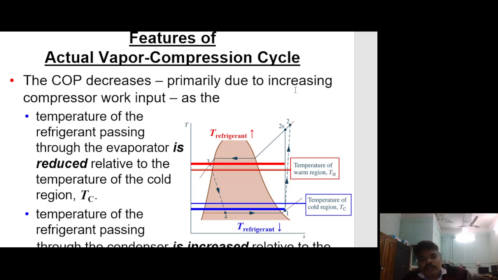Feature of actual vapor compression cycle: the COP decreases primarily due to increasing compressor work input as the temperature of refrigerant passing through the evaporator is reduced relative to the temperature of the cold region. Temperature of refrigerant passing through the condenser is increased relative to the temperature of the warm region.